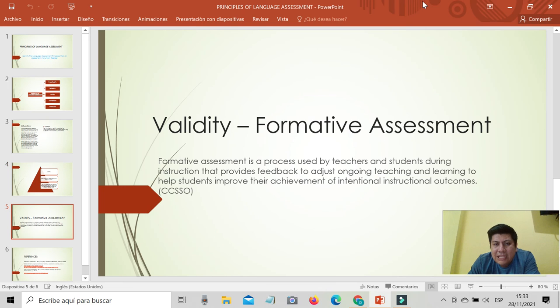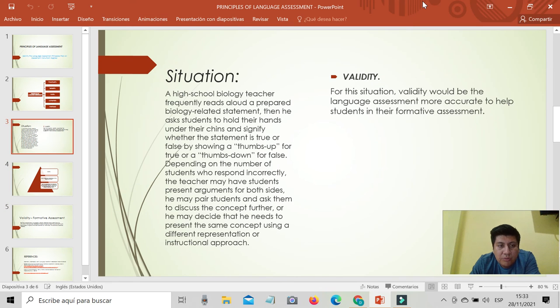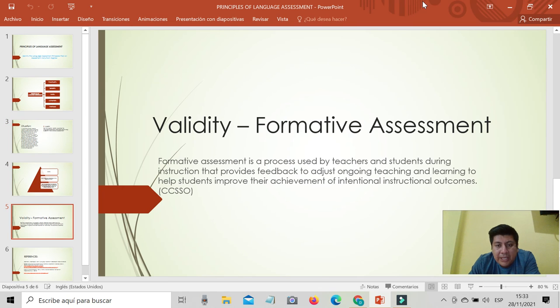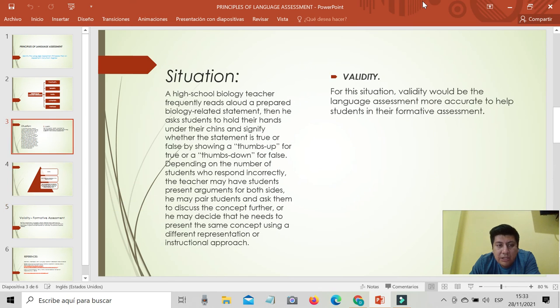If we analyze formative assessment, we can notice this relationship, because formative assessment is a process used by teachers and students during instruction. Instruction could be the situation that we have here. It provides feedback and ongoing teaching and learning, of course.